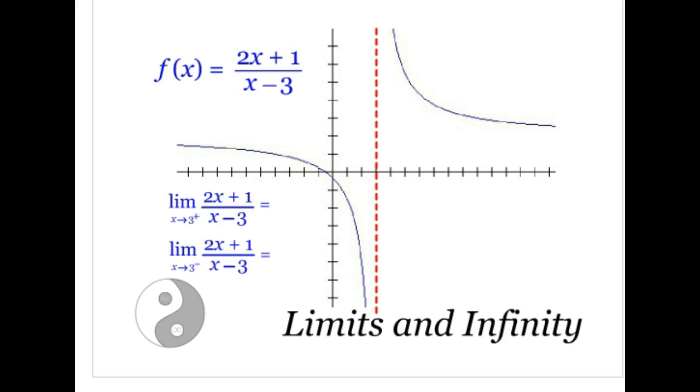divided by 0. Now, by examining the graph of f, we can see that the limits as x approaches 3 from the left and right are different. As you approach 3 from the right, f gets infinitely large, so we can say that the limit as x approaches 3 from the right of f of x is infinity. However, as you approach 3 from the left, f of x gets infinitely negative, so we say that the limit as x approaches 3 from the left of f of x is negative infinity.